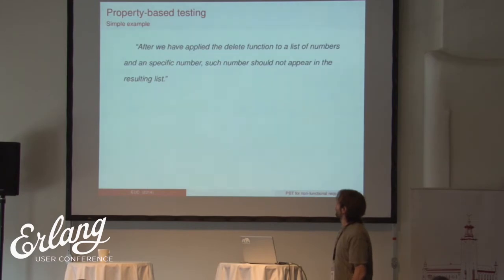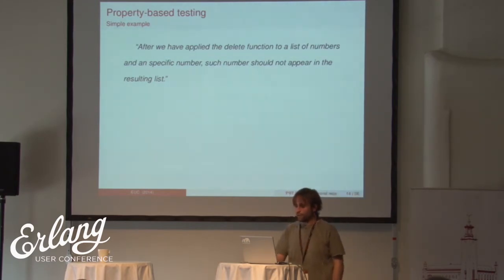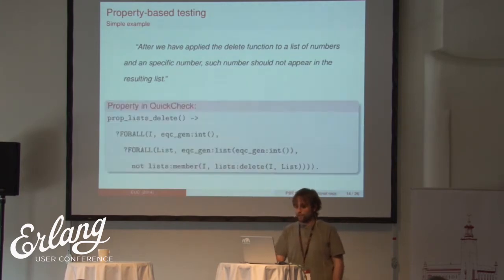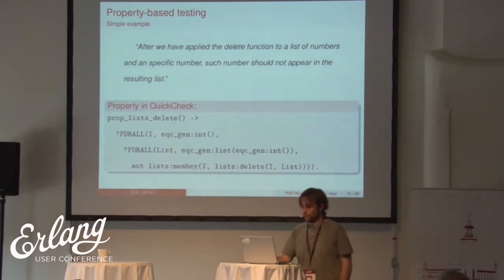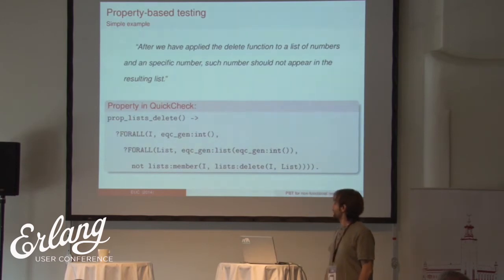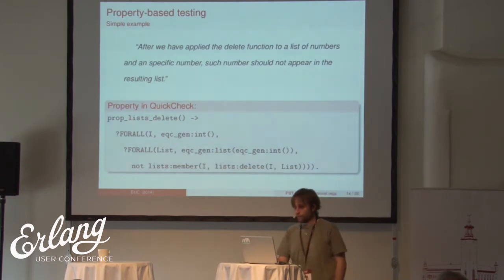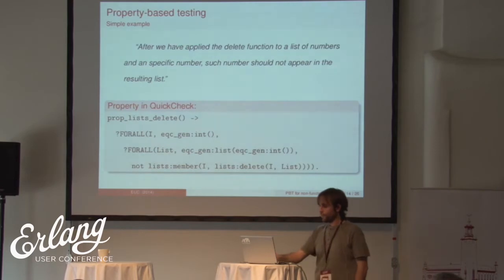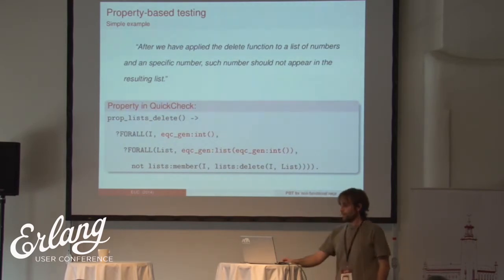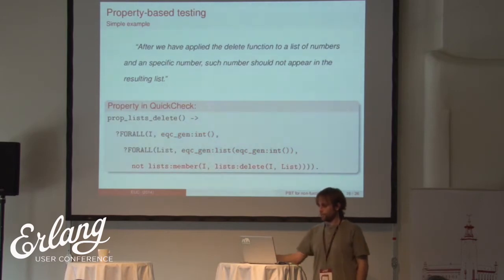This is an example of a property. After applying the delete function to a list of numbers and a specific number, such number should not appear in the resulting list. And translating this to a property in QuickCheck is as easy as this. We say that for all I, which is an integer, and for all list, which is a list of integers, the integer I should not be in the resulting list after applying the delete function. These two are data generators, and this is the predicate we want to check.